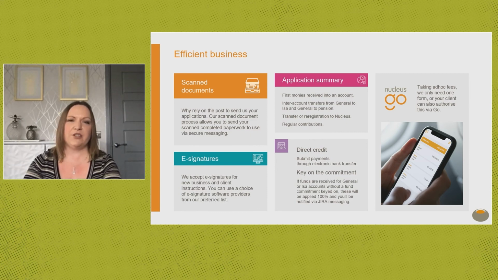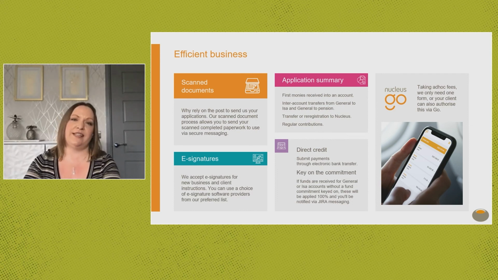And application summary. So we always get asked when are application summaries required. So to answer this question, we need application summaries whenever there are new monies into an account, when there's an intra-account transfer, either general to ISA or general to pension, and whenever there's a transfer or re-registration in, and for any new regular contribution instructions.